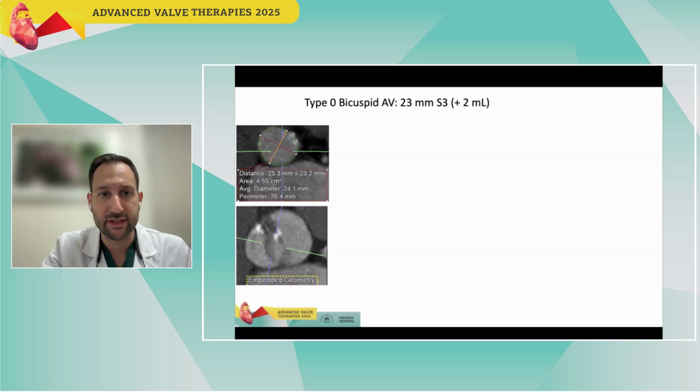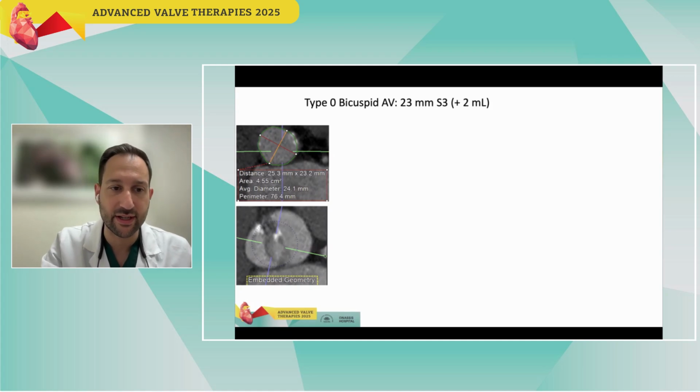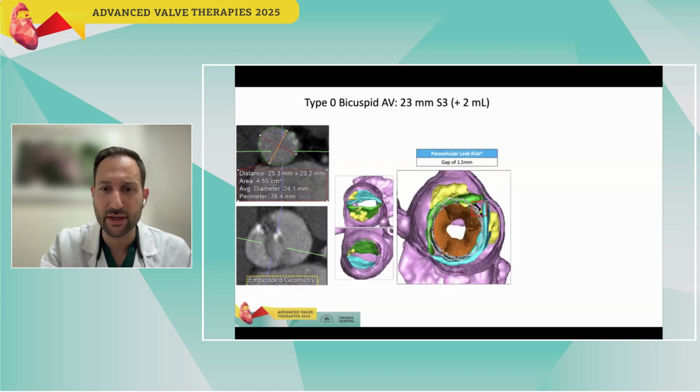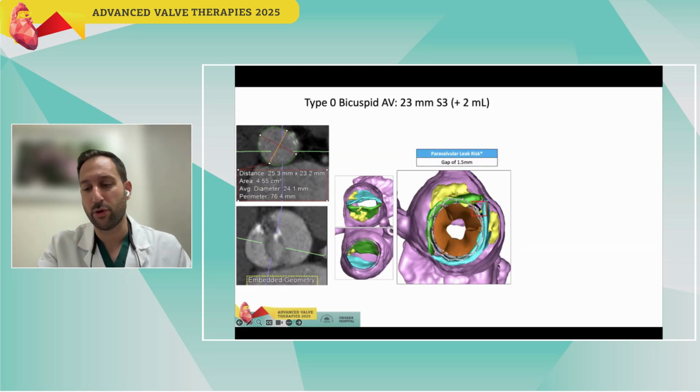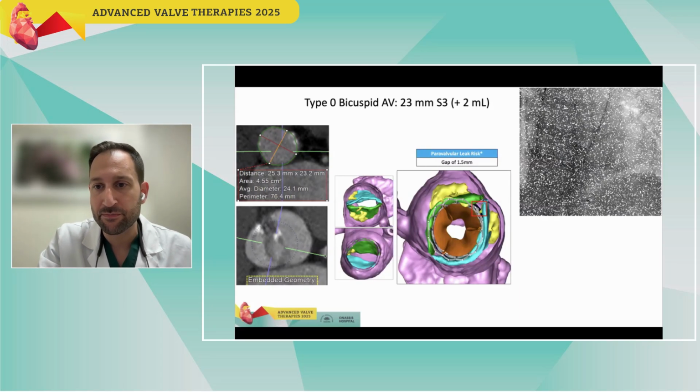So again, that's another bicuspid valve type 0 this time, and we're all worried about paravalvular leak in these cases. So this case measured between 23 and 26 millimeter S3. 26 millimeter S3 seemed to be a little too large. The simulation showed we opted for the 23 millimeter S3 plus 2 mLs. There was a gap of 1.5 millimeters, which is right at the border of an acceptable gap.